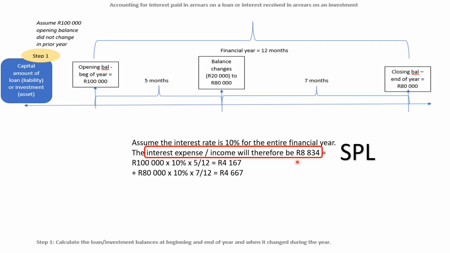And remember when we did our calculation earlier, we said if this was an asset, you would be earning interest on 100,000 for 5 months and then on 80,000 for 7 months. That 8834 is the interest that you've earned for the period. So now we've gone through the 4 steps that I suggest that you follow when you're doing interest calculations for when interest gets paid in arrears.